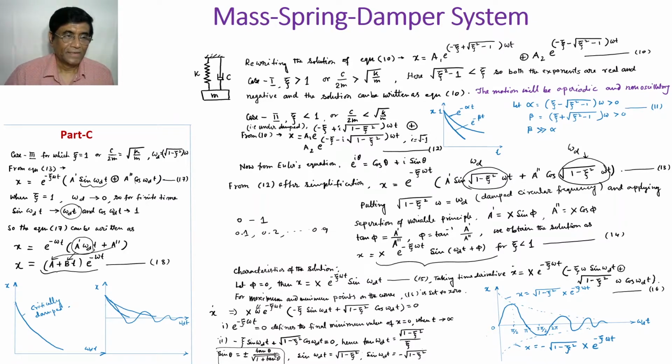So for studying zeta equals 1, I had to study the underdamped situation first, and from there I took the solution and deduced the solution for the critically damped situation. If I plot the critically damped situation, again you see there is no sinusoidal term, so there will be no oscillation at all.